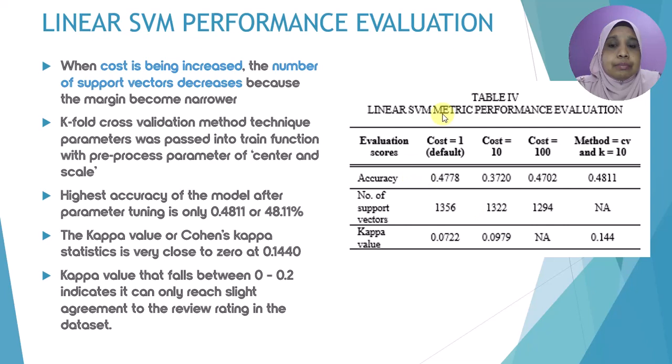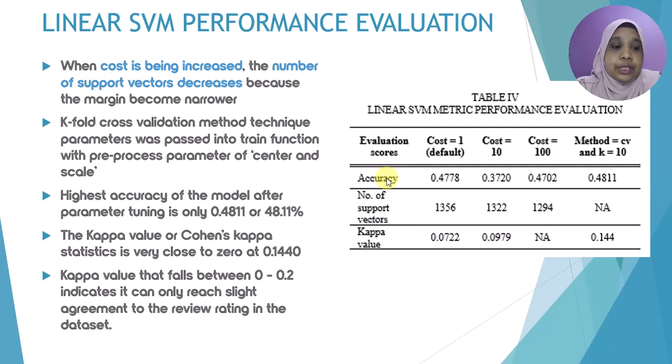In the initial parameter tuning, the cost is set to a default of 1 to study the influence of varying the cost on the number of support vectors for linear SVM. The model was continuously built with different costs of 10 and 100. By doing so, we can come to an inference: when cost is increased, the number of support vectors decreases because the margin becomes narrower.